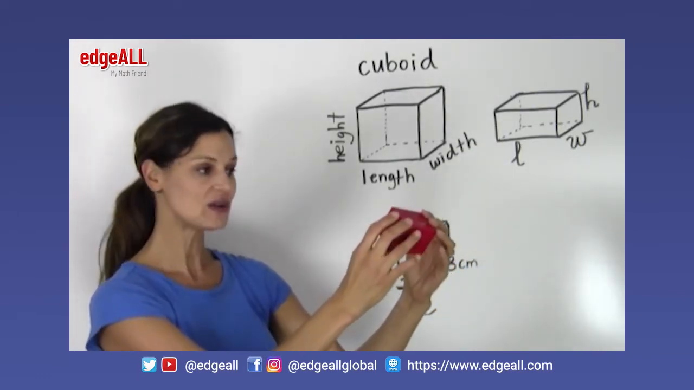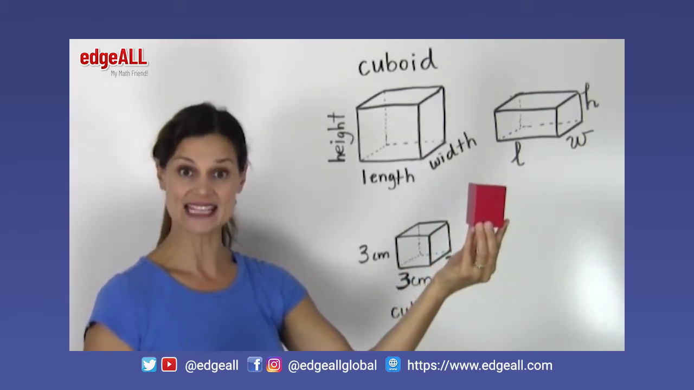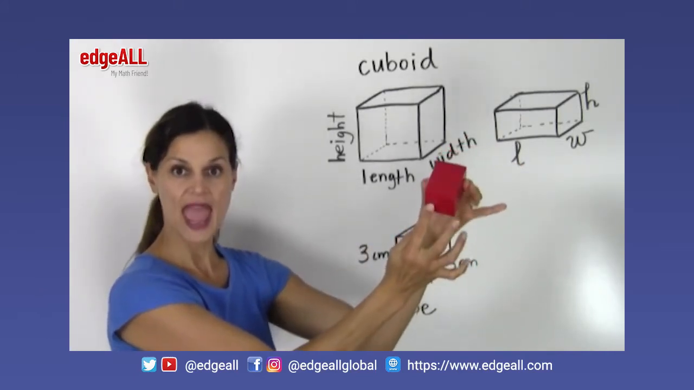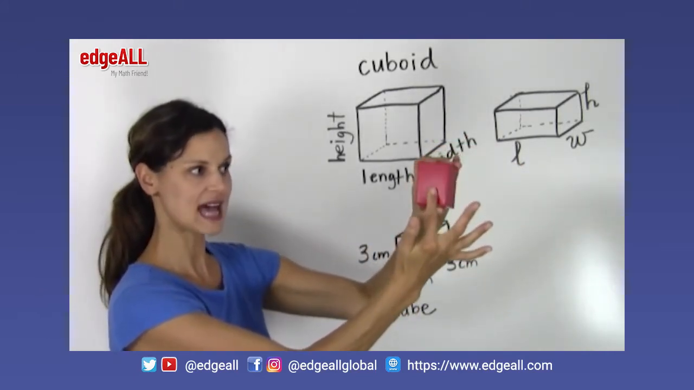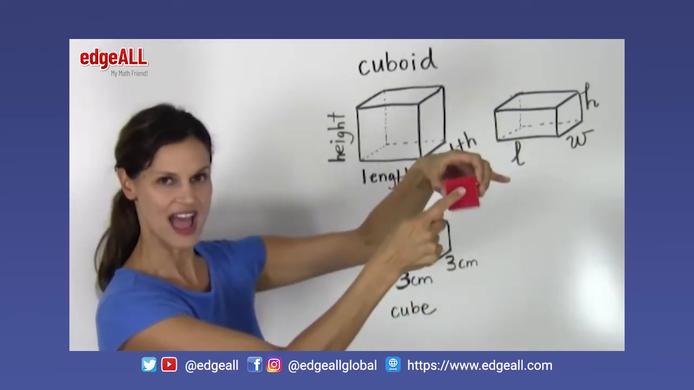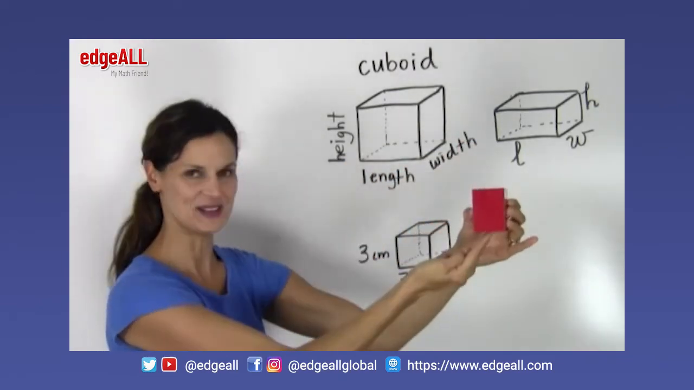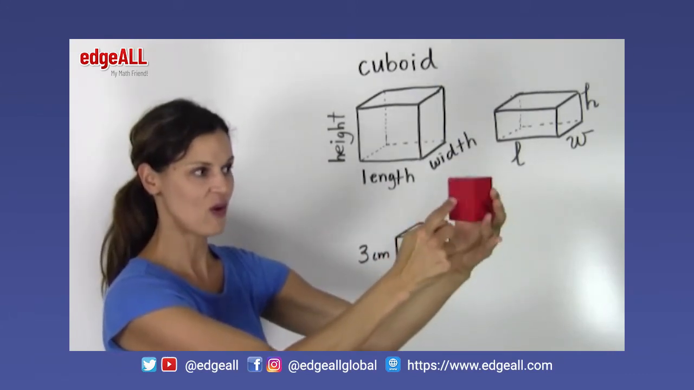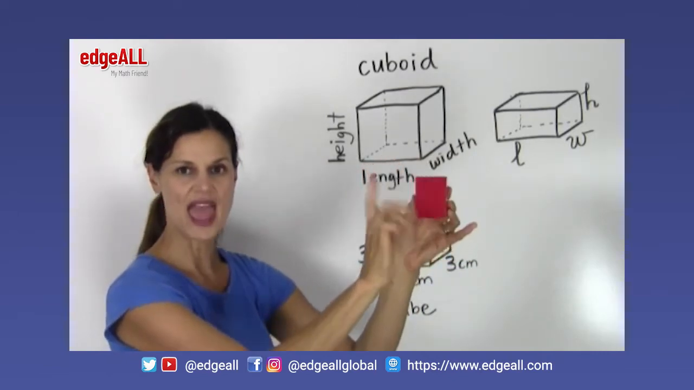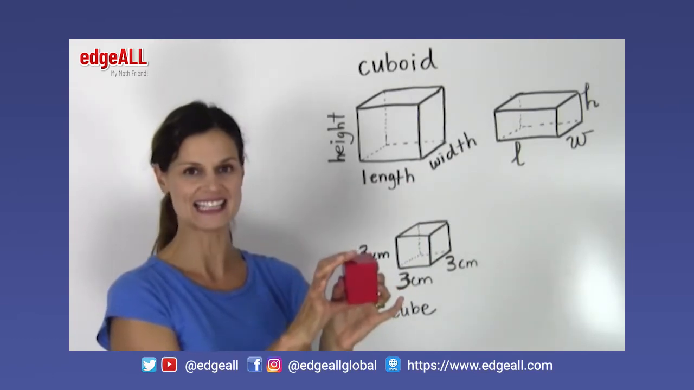Now, if we look closely, we will see that our cuboid has 6 sides. There's a top and a bottom and 4 sideways sides. So if I count the sides of my cuboid, I have 1 on the top, 1 on the bottom, so 2, 1, 2, 3, 4, 5, 6. A top and a bottom making 2, and 4 sideways sides making a total of 6 sides.